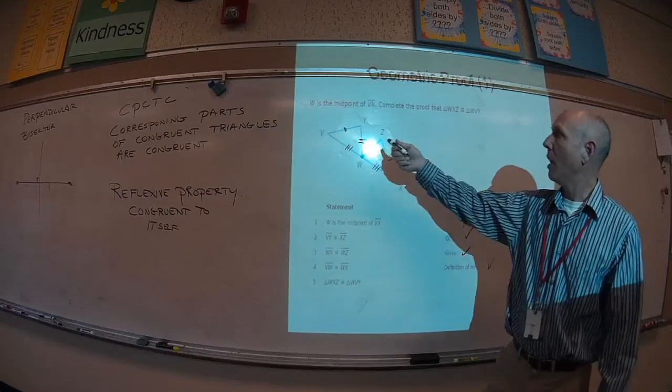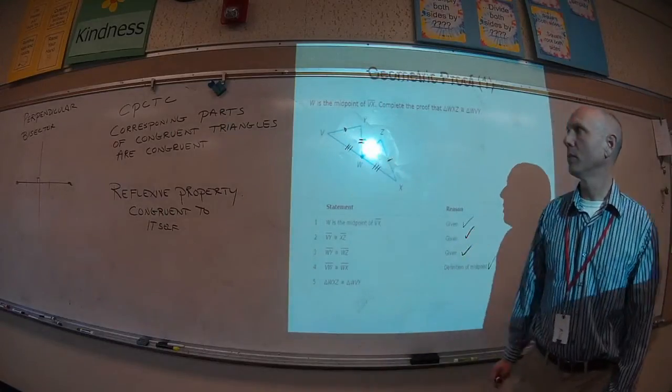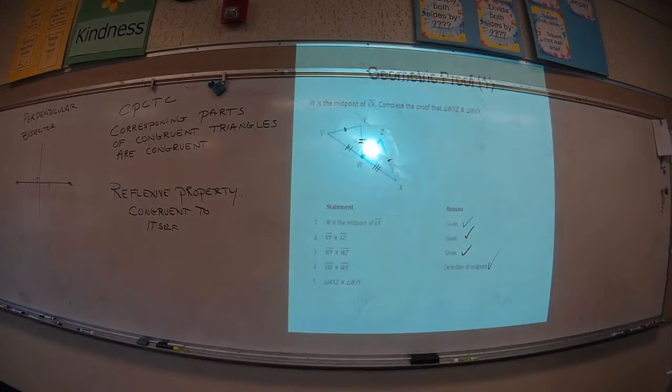Okay. Are these 2 triangles congruent? Yeah. On your whiteboard, tell me why. It's going back to what you did yesterday for homework. And tell me why those 2 are congruent.